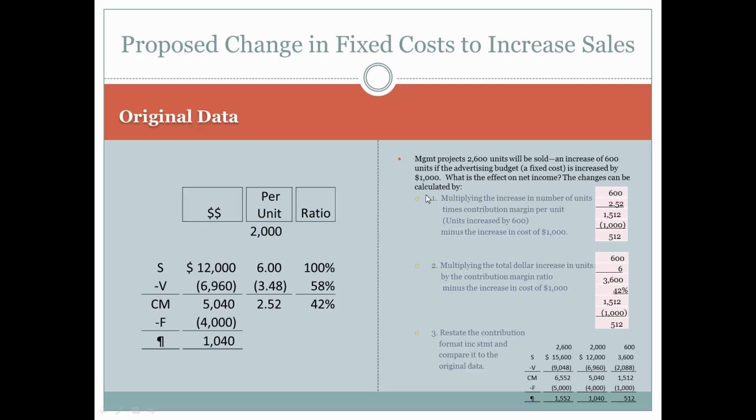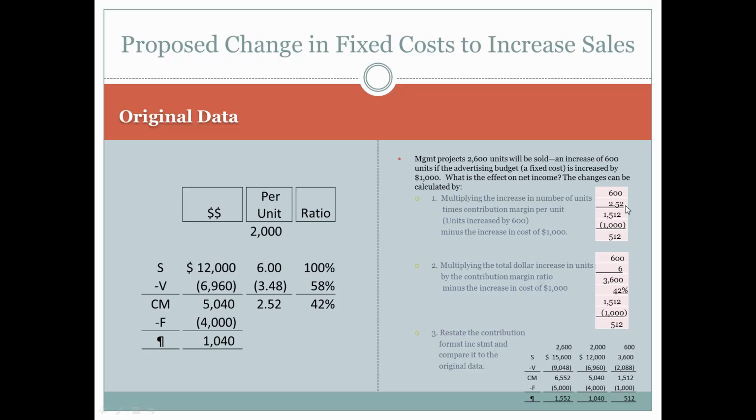These changes can be calculated by, number one, multiplying the increase in number of units times the contribution margin per unit. From this, we will subtract the increase in cost to see if we will make money from spending this $1,000. So we expect to sell 600 more units.